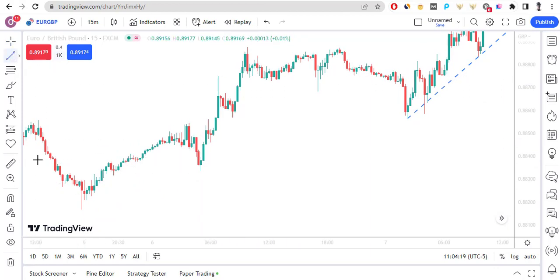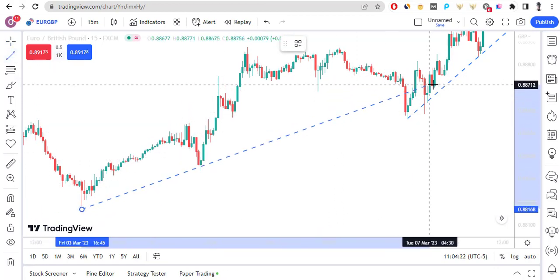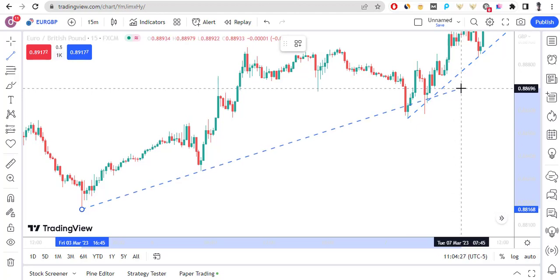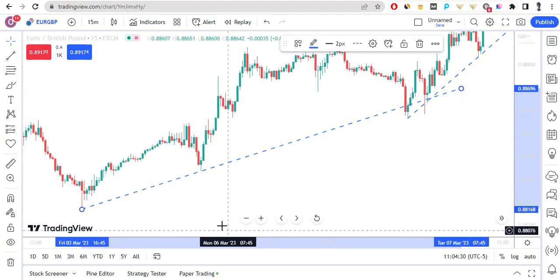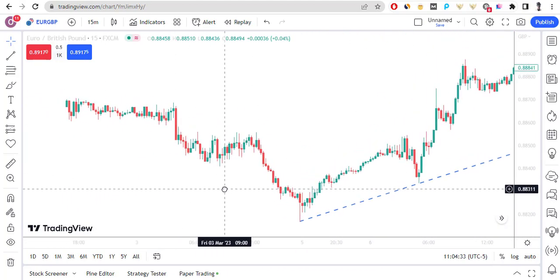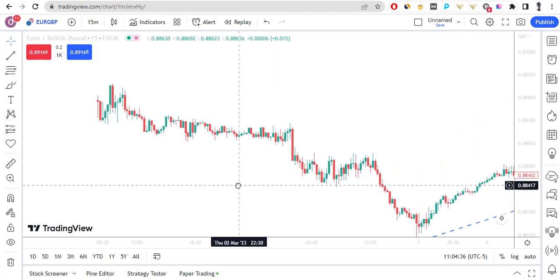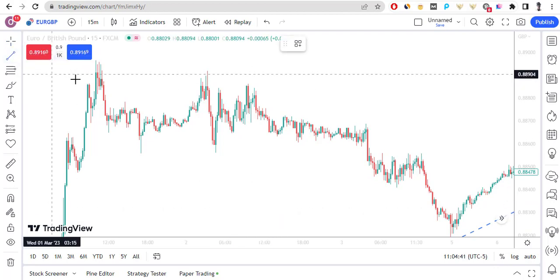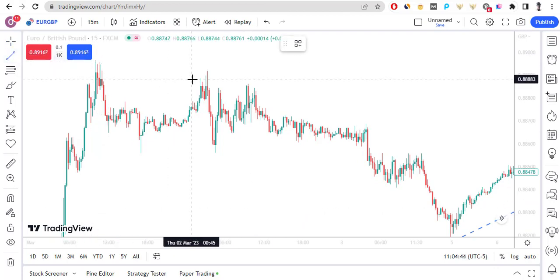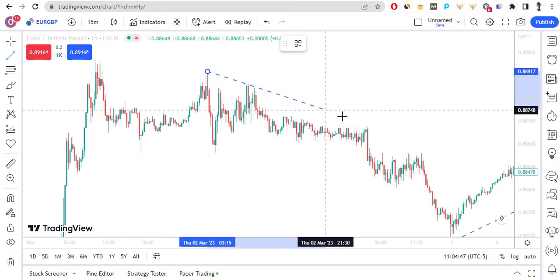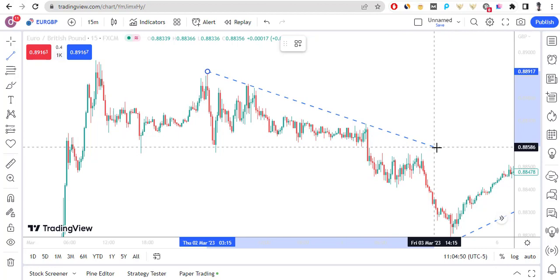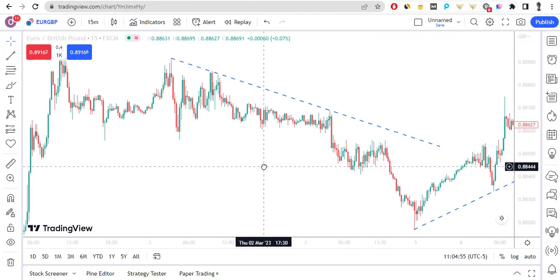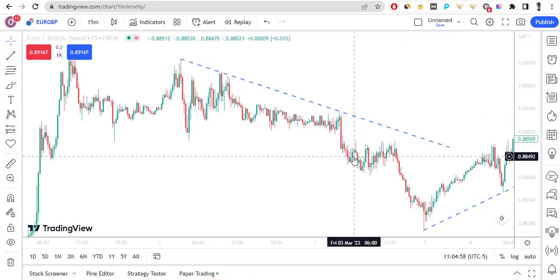Right here we have this point all the way to this point. It kind of connects. This is a trend line. Okay, let's look for a downtrend. We can do this. So this is a downtrend trend line.